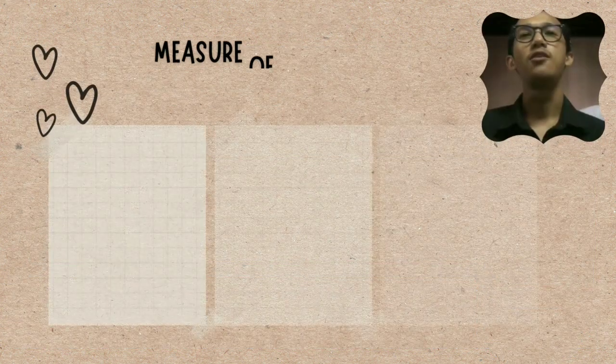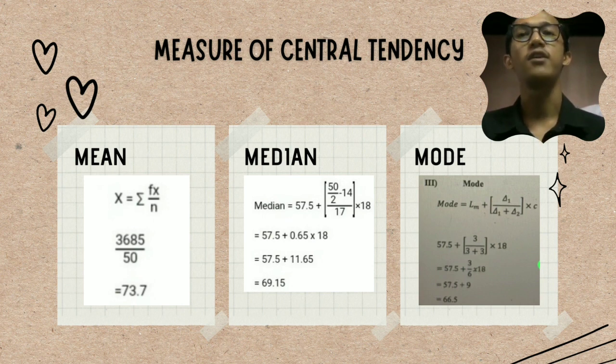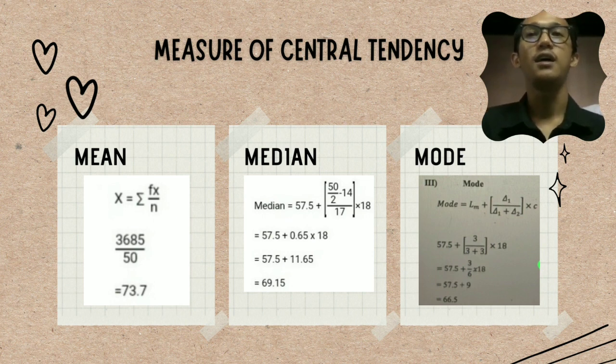We will go through the measures of central tendency. Firstly, the mean. The mean is the average. The way to get the mean is to multiply the frequency by the midpoint for each class, add them all up, then divide by the total frequency. So, the mean age of the labor force was approximately 73.7 years old.